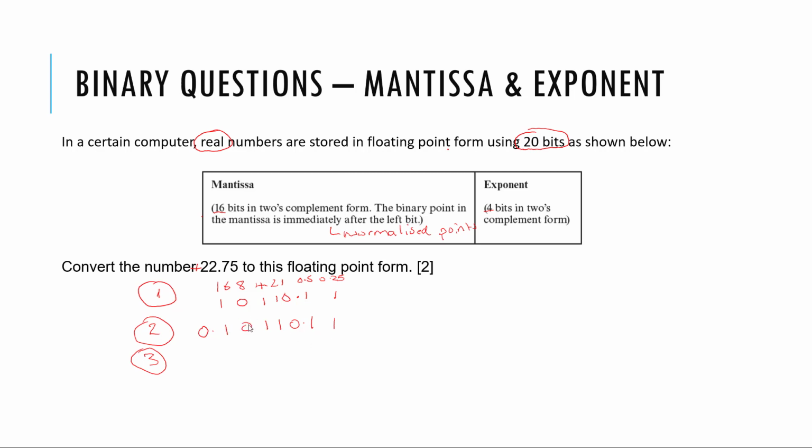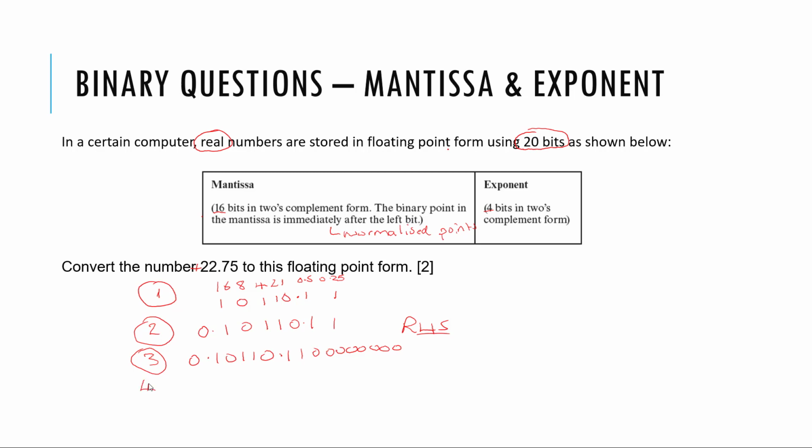So I've got 1, 2, 3, 4, 5, 6, 7, 8. I've got 8 bits in total, including the normalized point. Now I need to get it to 16. So that'll be 1, 2, 3, 4, 5, 6, 7, 8, 9, 10, 11, 12, 13, 14, 15, 16. So we always pad on the right hand side. I still see people making that mistake. If you pad on the left hand side, you're shifting the number down and that changes the value of the number, so don't do that.